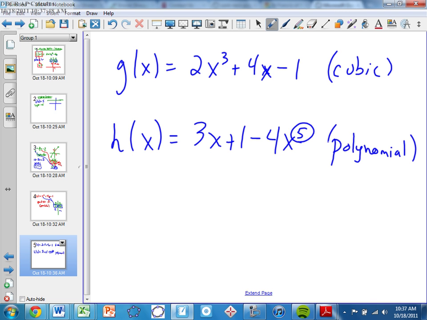Okay? Please don't be misled by the beginning. A lot of people see the beginning and they say, oh, it's a line, 3x plus 1, and they just ignore this part over here. Well, this part is what determines the name of it, actually. You need to look for the highest exponent to see what the name would be.